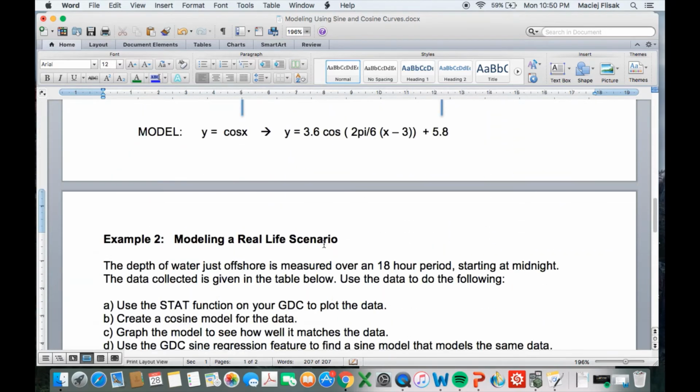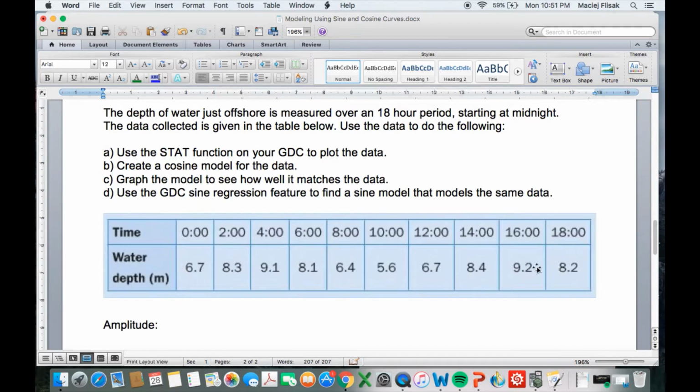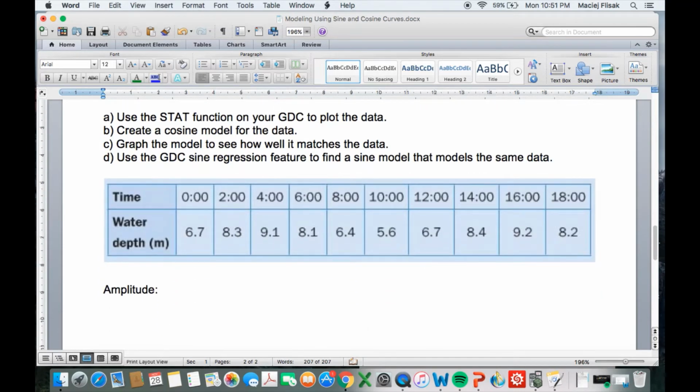So let's try that here. What's the max point? Max point is 9.2. Min point is minimum 5.6, okay? I'm going to subtract those and divide by 2. 9.2 minus 5.6 is 3.6 divided by 2, and that equals 1.8. So the amplitude is going to be 1.8, all right? Let's do the vertical translation next.